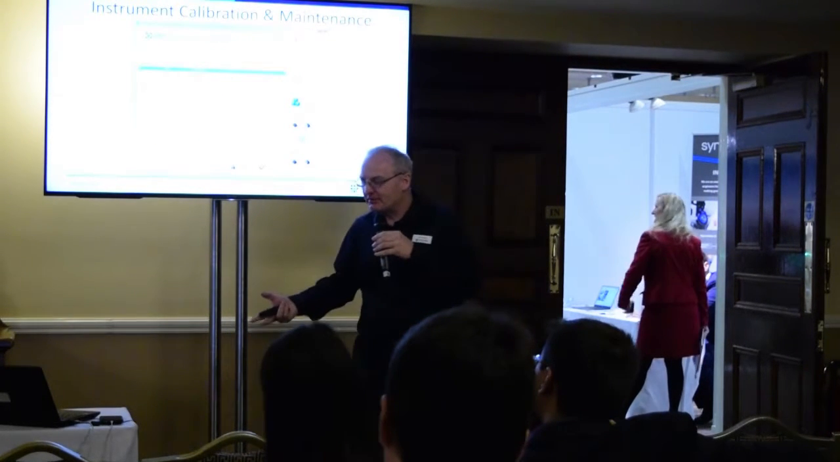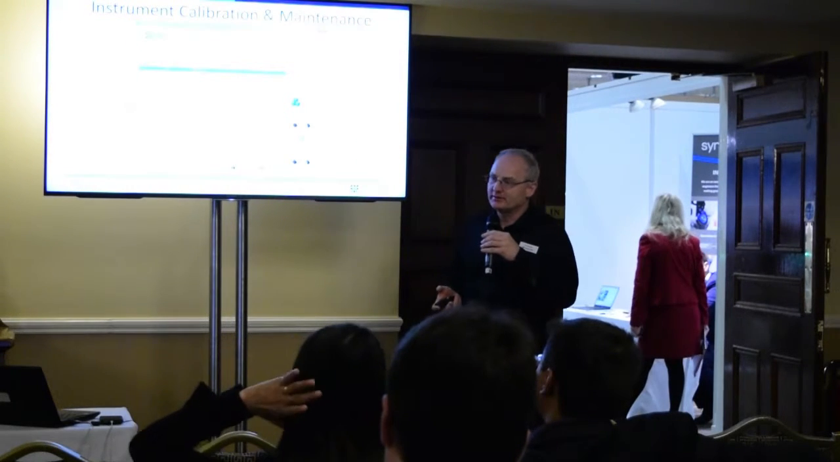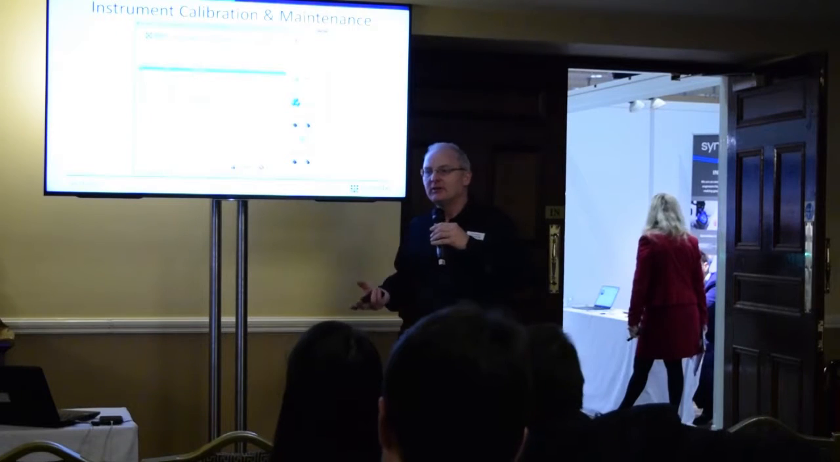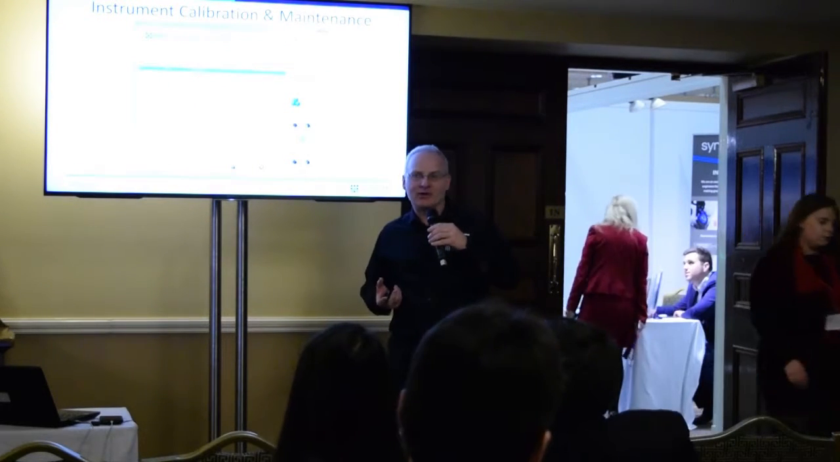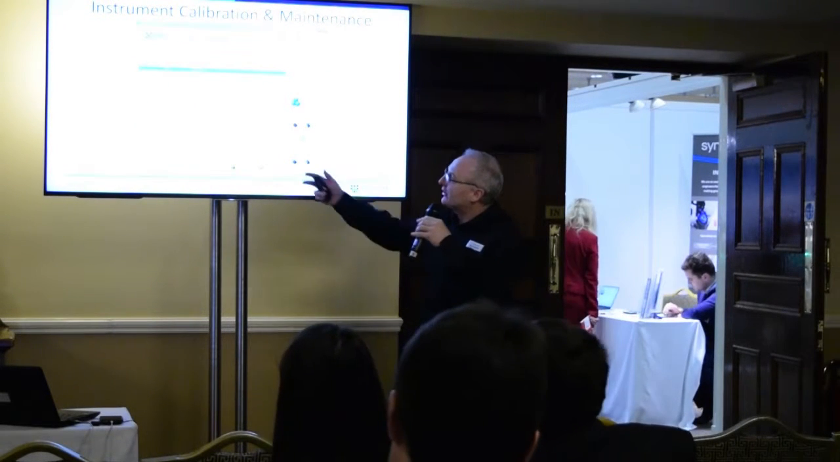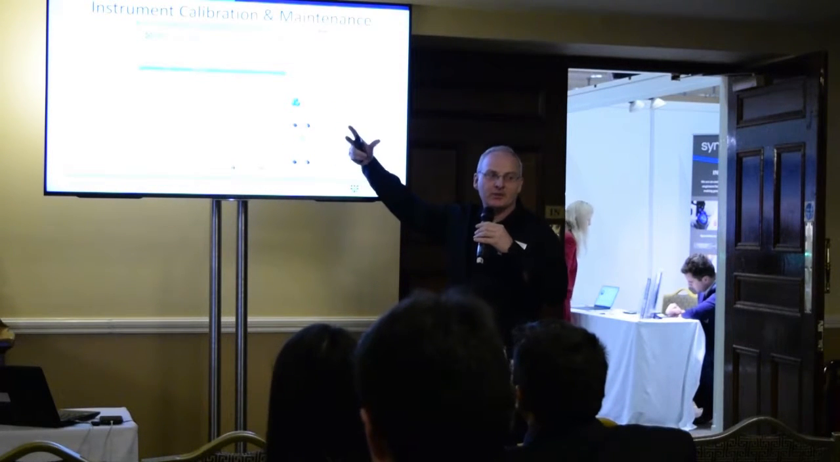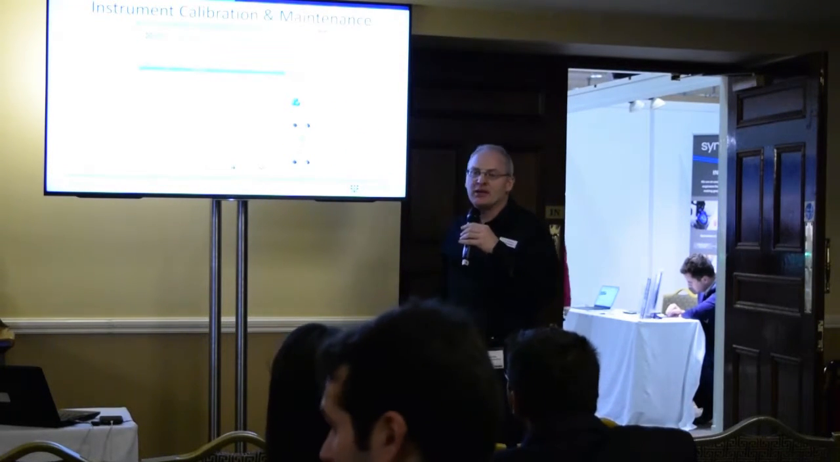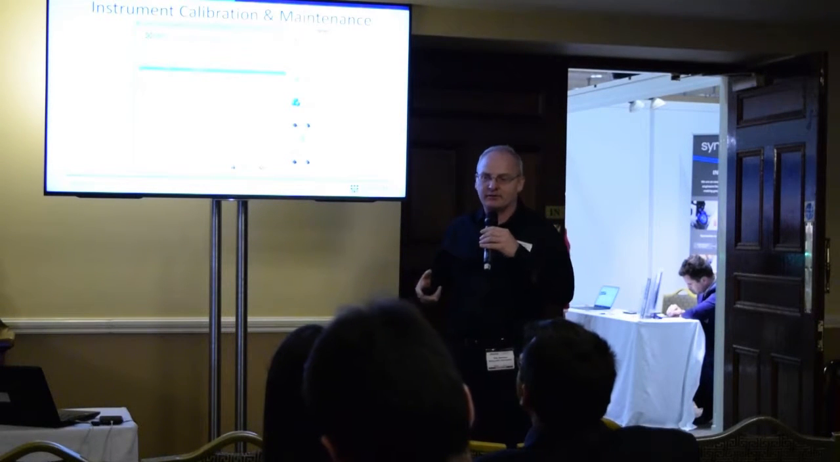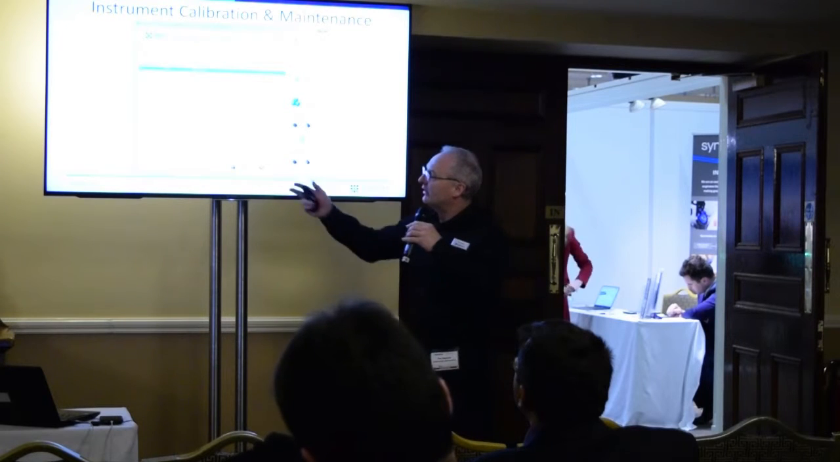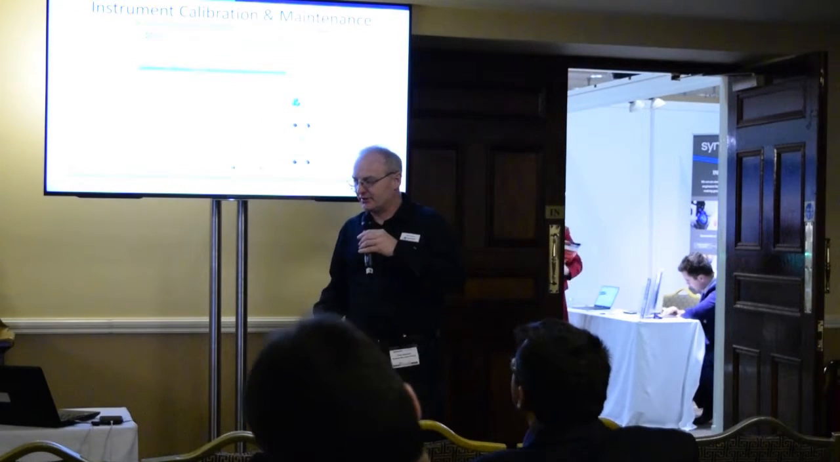Instrument calibration and maintenance is an important part of labs. So when you're doing weights and measuring and suchlike, you need to make sure that the weighing machine is weighing the number of grams it actually is. So here we have a system for diarising the maintenance of instruments and making sure they can't be used if they're out of date calibration. So another important area is 17025.